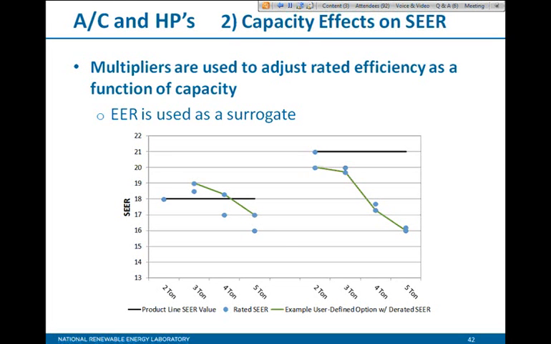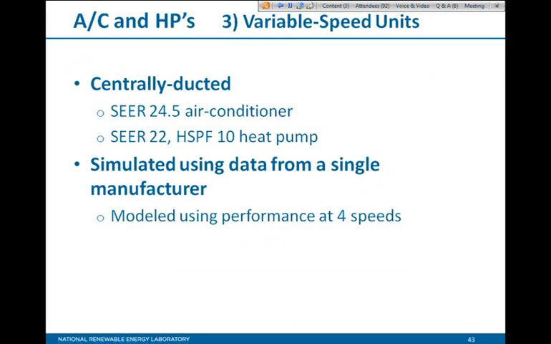And then just wrapping up with the air conditioner and heat pump category, there are now variable speed options for an air conditioner and a heat pump. This is a SEER 24.5 air conditioner, and for the heat pump it's a SEER 22, HSPF 10. We've modeled this using data provided by a single manufacturer, and it's modeled using the performance at 4 different speeds, which the EnergyPlus model definitely supports. So you'll see these options now in the options screen for the air conditioner and heat pump categories.